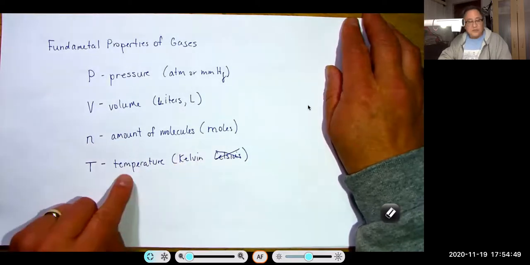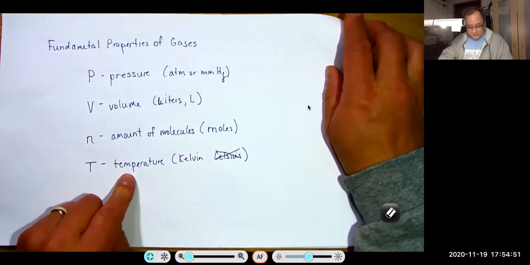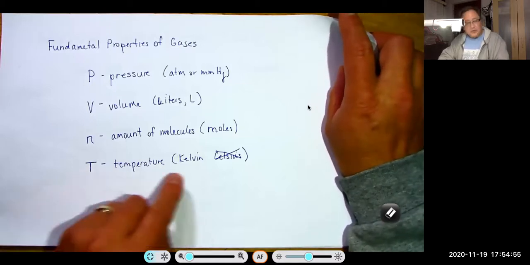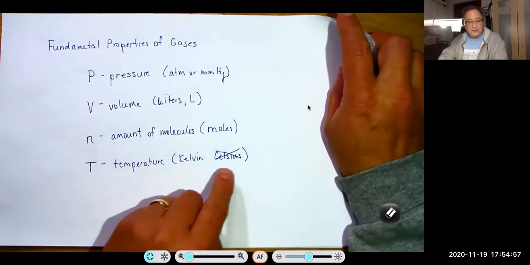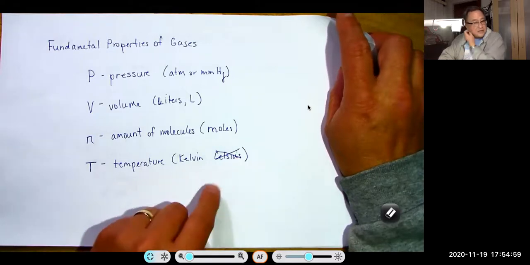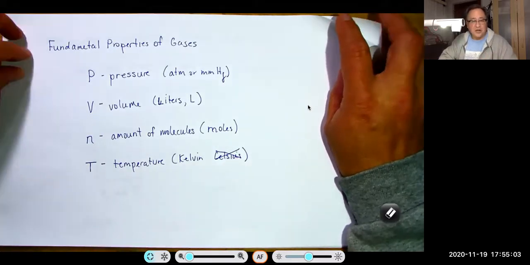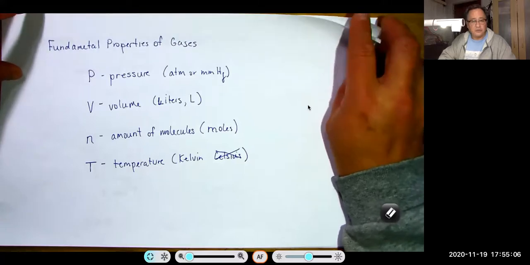And finally, we want to know the temperature of the gas molecules. So we use the uppercase T to represent that, and it's always measured in Kelvin. You can see I've written Celsius here and crossed it out to make sure you understand that when we use the gas laws, we always use Kelvin.